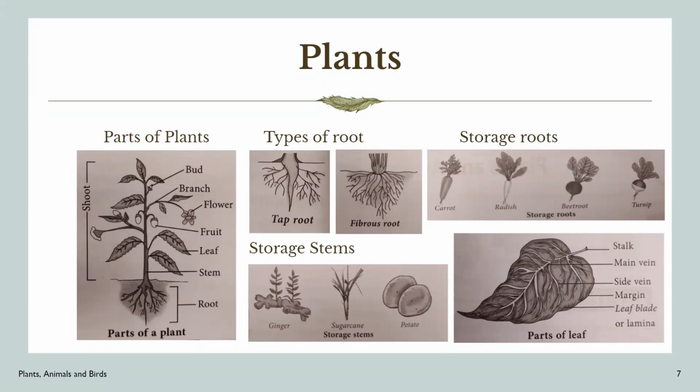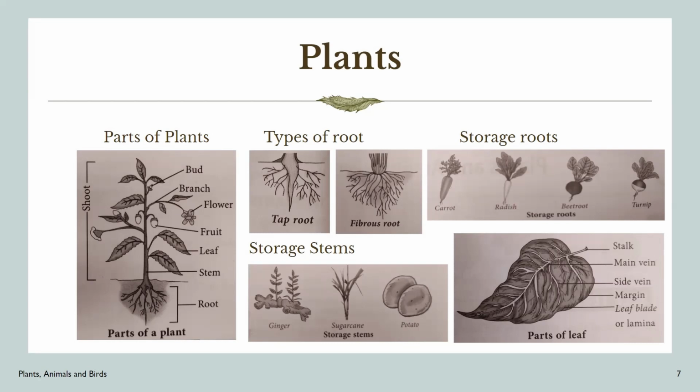Now, what is the function of the main vein? The main vein carries water, right? It carries water to all the parts of the leaf. The entire leaf gets water from the main vein.